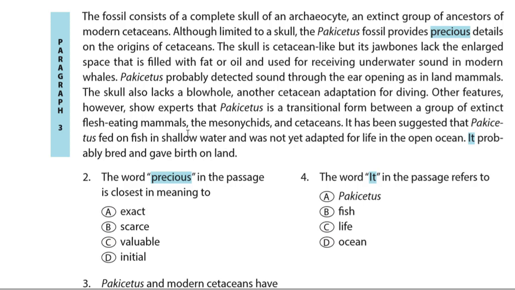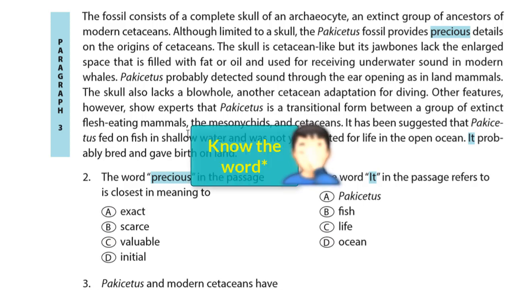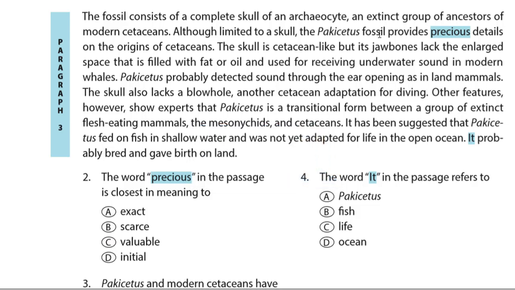The second scenario is that you don't understand the answer. Then you may go to the paragraph and try to find the word. Try to read the sentence from the beginning and try to understand it so that you may reach the meaning of this word from the context. Although limited to a skull, a Pakicetus fossil provides something details on the origins of cetaceans.